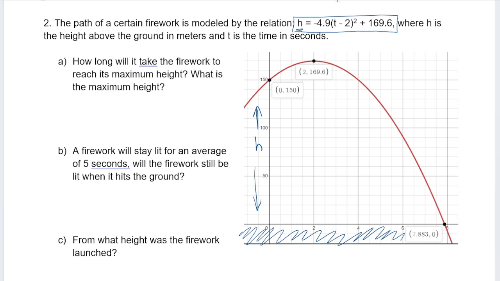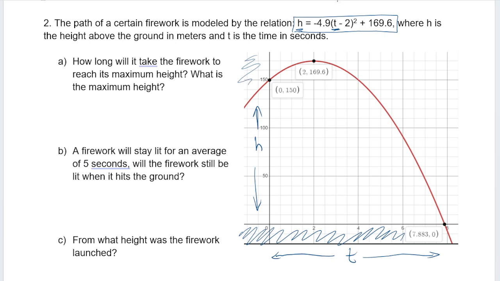And t is the time in seconds, and t is where x would normally be. So that means this is our t. Time is going to be horizontally.